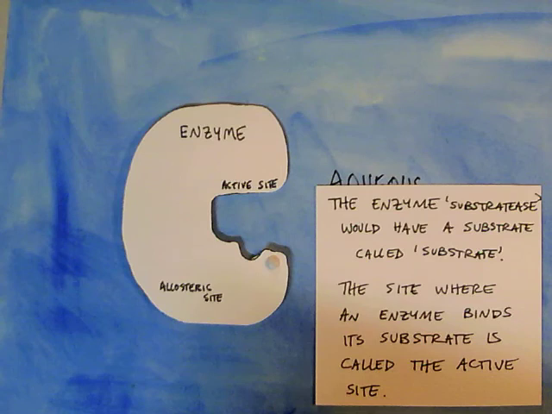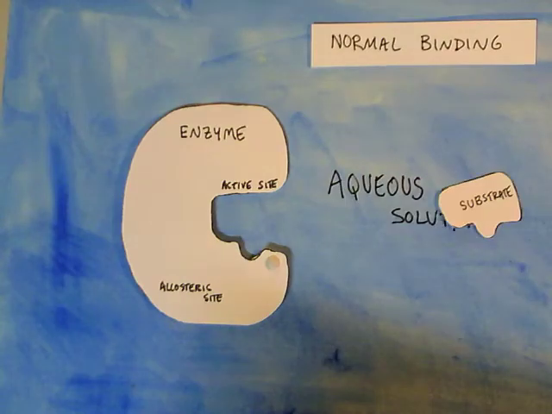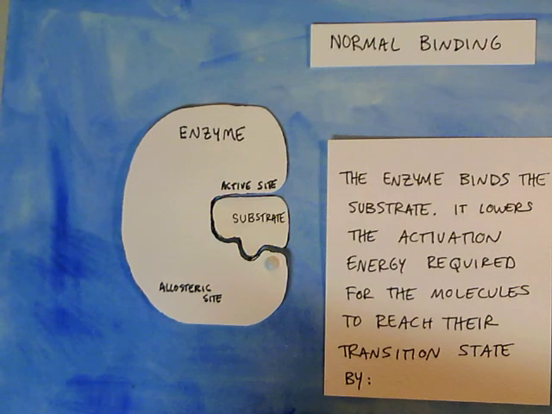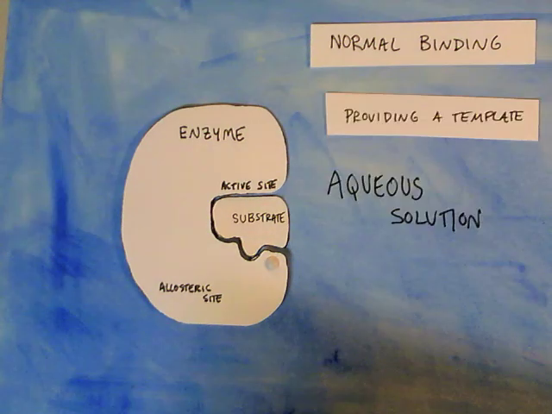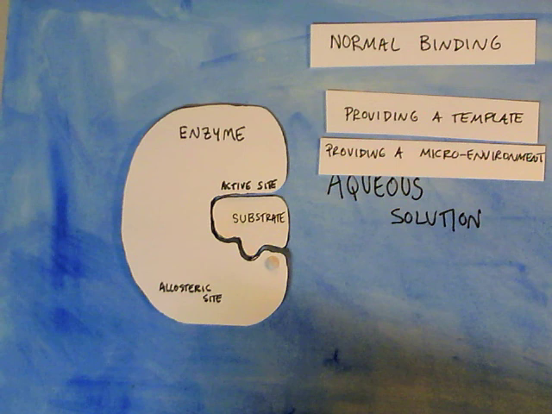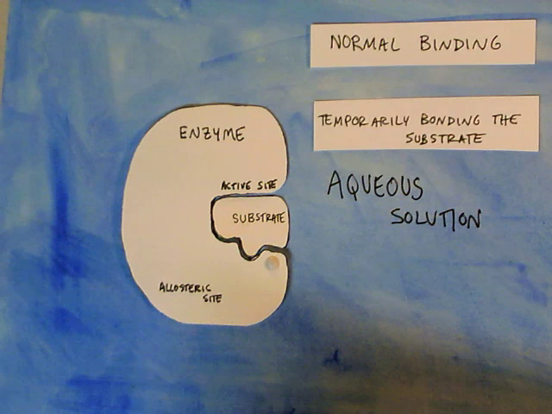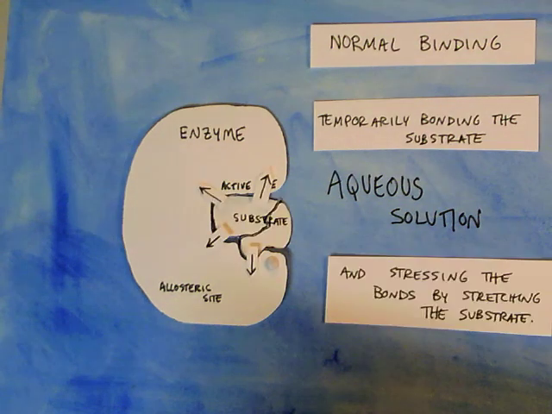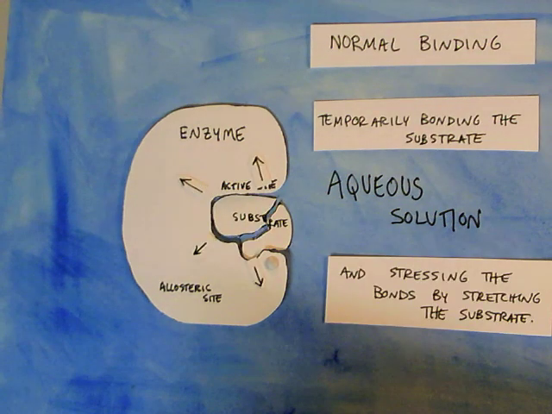Let's look at normal binding first. The enzyme binds the substrate. It lowers the activation energy required for the molecules to reach their transition state by providing a template, providing a microenvironment conducive to chemical reaction, temporarily bonding the substrate, and stressing the bonds in the substrate by stretching it.